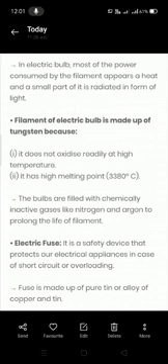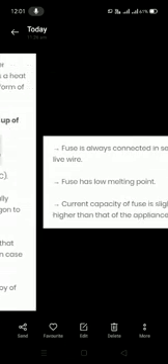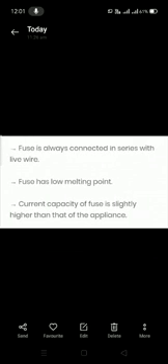Next topic is electric fuse. It's a safety device that protects our electrical appliances in case of short circuiting or overloading. Fuse is made up of pure tin or an alloy, which is nothing but an alloy of copper and tin. Fuse is always connected in series with a live wire. It has a low melting point and the current capacity of the fuse is slightly higher than that of the appliance.